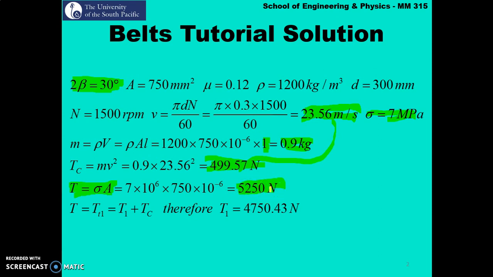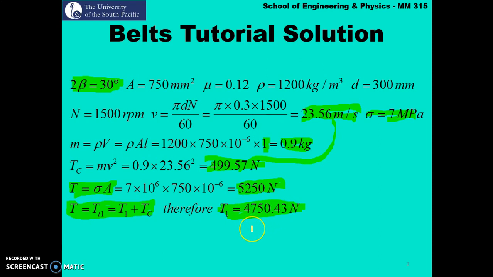5250 newtons. Now the next thing is something that we derived in our lectures. The maximum tension is equal to the total tension on your tight side, which is T1 plus TC. So we know a maximum tension, which is the same as the total tension in the tight side, which is 5250, equals T1 plus TC. TC we know is 499.57. Therefore T1 is 4750.43 newtons. So we have got our T1.